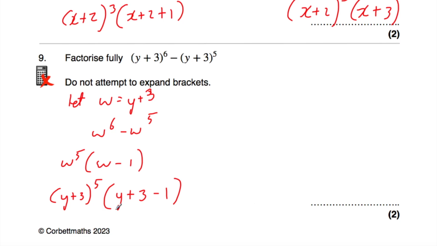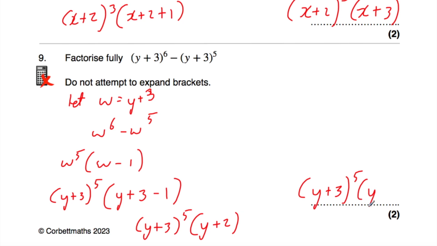And now let's simplify this. So we'd have y plus 3, close brackets to the power of 5, that's the bracket to begin with. And then in terms of the second bracket, you've got y, and 3 subtract 1 will be 2, so plus 2, close brackets. So the answer is y plus 3, close brackets to the power of 5, and then open up brackets, y plus 2. And that's it, we've factorized it.